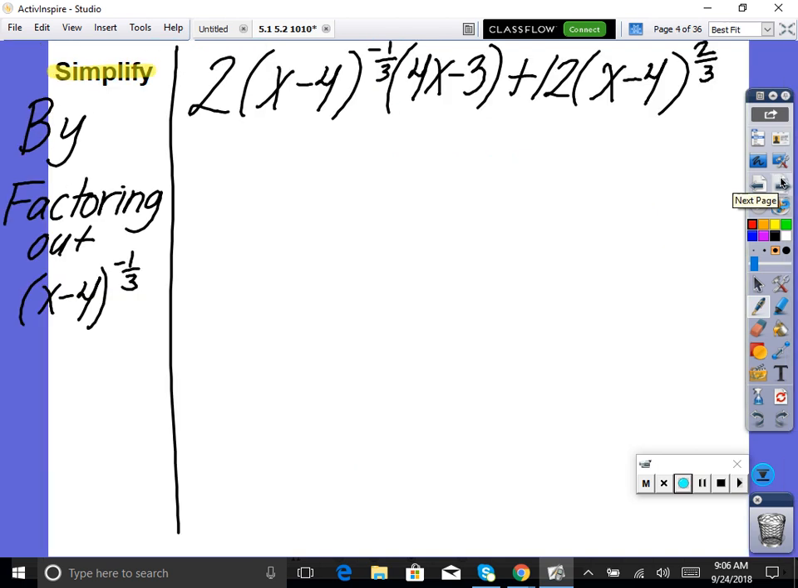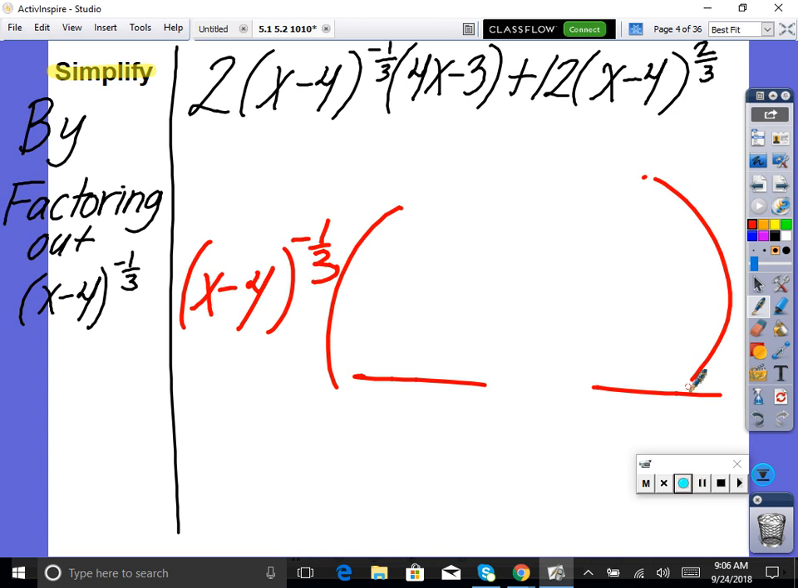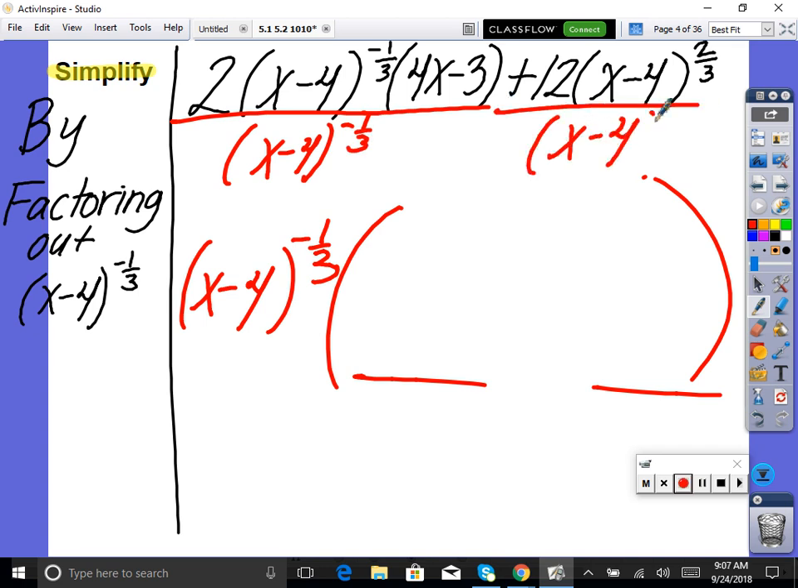Yeah. So simplify by factoring out x minus 4 to the negative 1/3. So we'd write out x minus 4 to the negative 1/3. Then we're going to make our parentheses. We have stuff left in our terms. So divide by x minus 4 to the negative 1/3. In my first term here, 2. When you divide, oh look, aren't they the exact same thing? So then we have a 2 and a 4x minus 3.